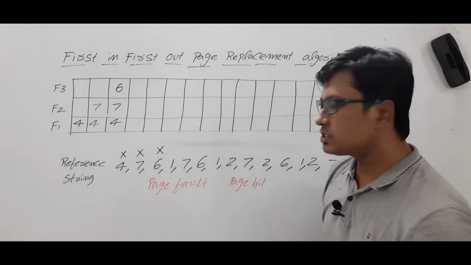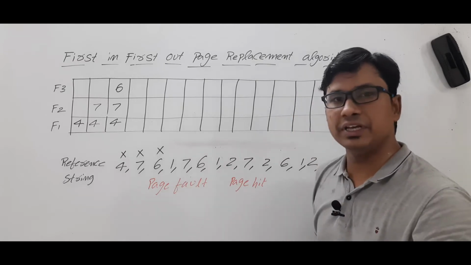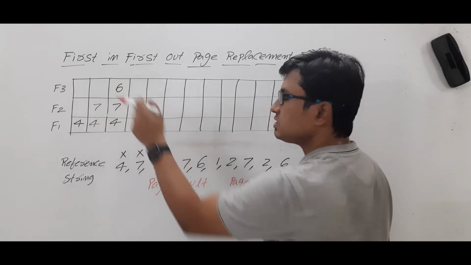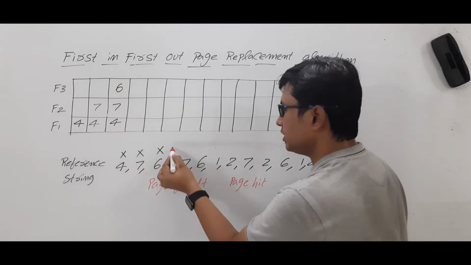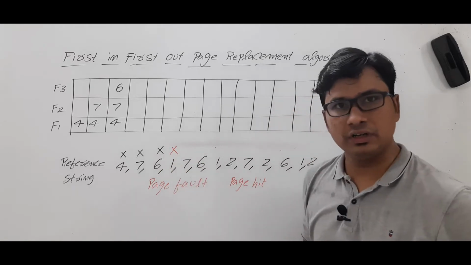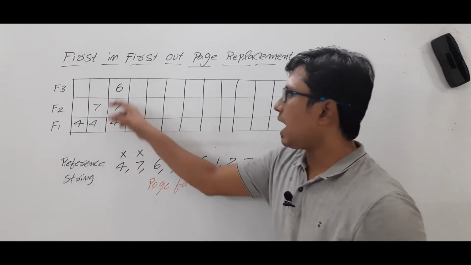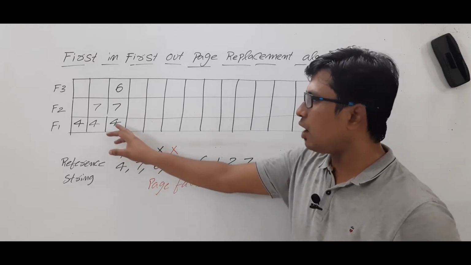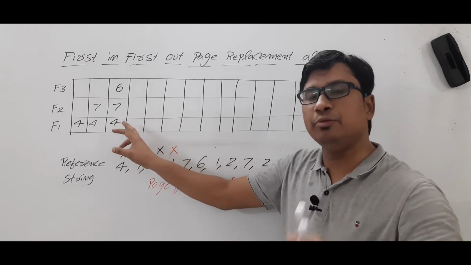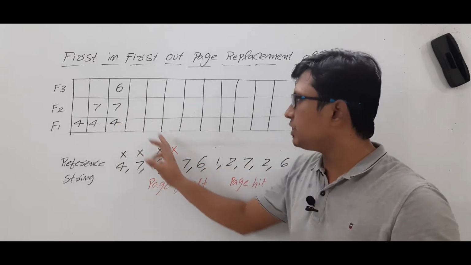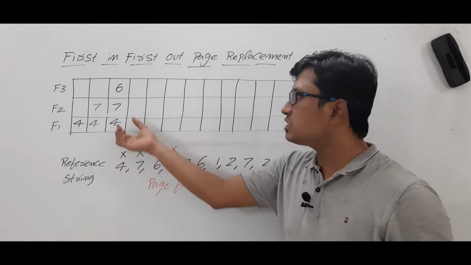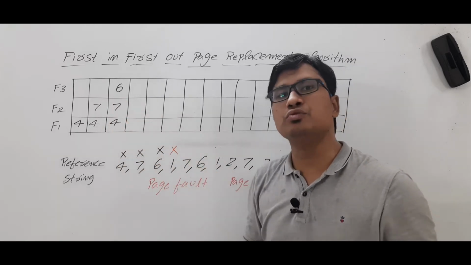Now the CPU is trying to access page number 1. Is page number 1 available? No, it is not available. Again it is a page fault. As the main memory is full, we have to swap out a particular page and swap in page number 1. Which page do we have to swap out?